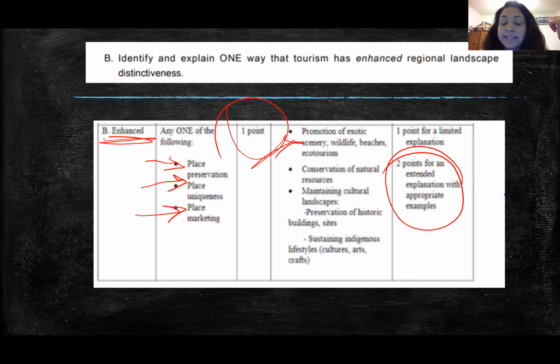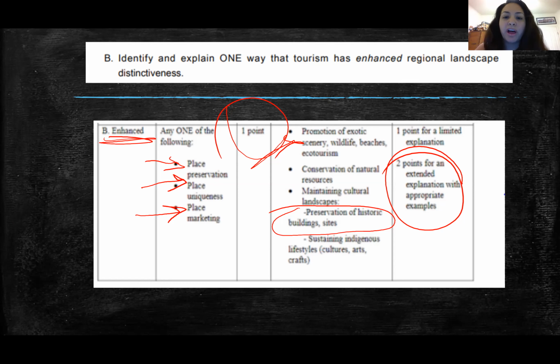Maintaining cultural landscape, the preservation of historic buildings or sites. I am such a history nerd. When I lived in Florida, I was so excited to go to St. Augustine because it is the oldest settlement in the entire United States. And it has this huge Spanish fort that was established before the US was even the US. So it's really cool. It was the first place that I wanted to go.